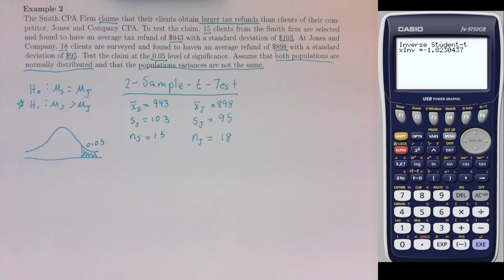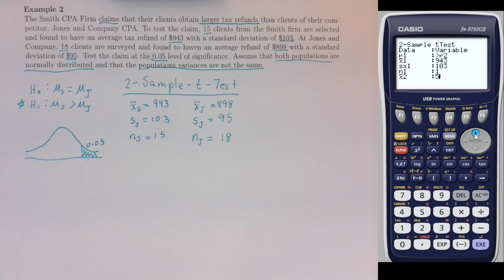So now I go to my calculator, go to test, go to T, 2-sample, change the alternative to greater than, x bar 1, 943, S1, 103, N1, 15.